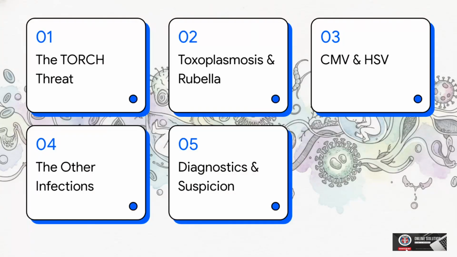Here's our quick roadmap for today's clinical pathway. First up, the baseline TORCH threat. Second, toxoplasmosis and rubella. Third, cytomegalovirus and HSV. Then we'll tackle the other infections. And finally, we'll bring it all together with exact diagnostics to really empower your decision-making on the floor.